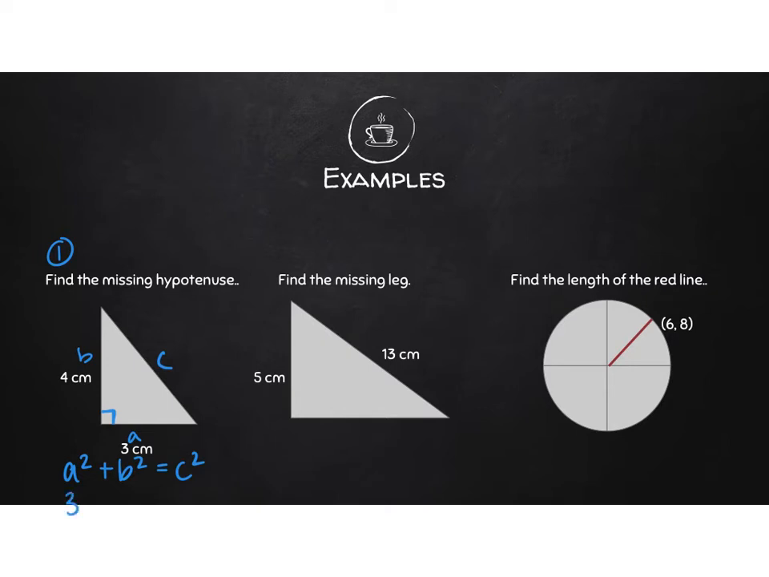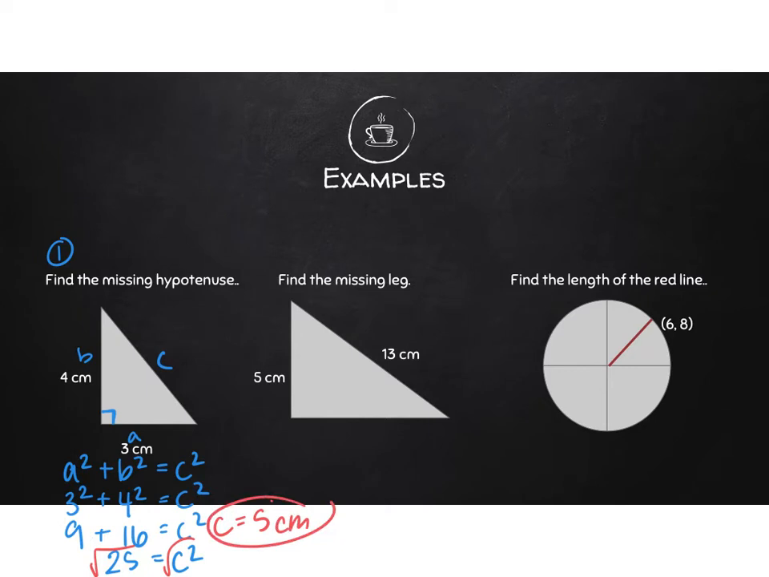So 3 squared plus 4 squared equals C squared. 3 squared is 9 plus 4 squared is 16 equals C squared. 9 plus 16 is 25. 25 equals C squared. Now we need to take the square root of both sides, so we get C equals 5 centimeters.